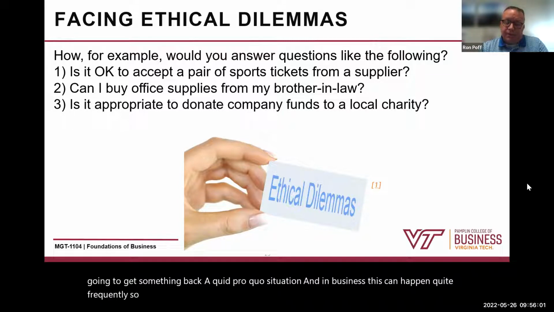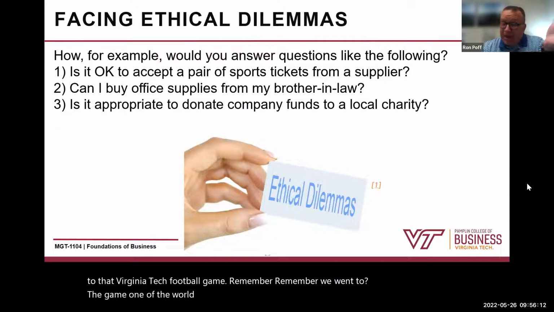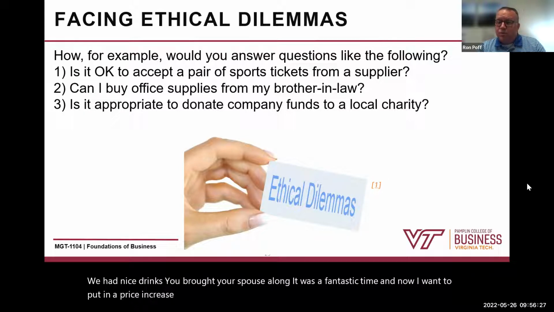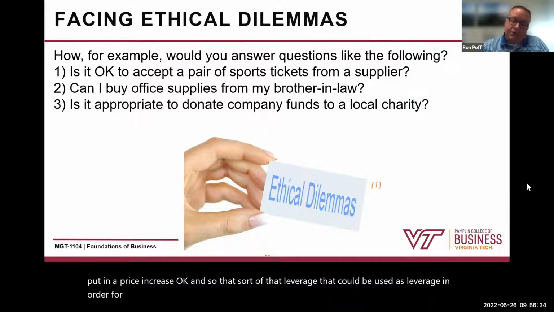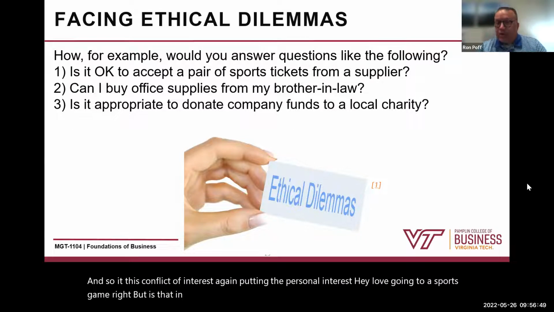So, for example, with the sports tickets, you could say, hey, remember I took you to that Virginia Tech football game, or remember we went to game 1 of the World Series, and I got you a hotel room, we had dinner, we had nice drinks, you brought your spouse along, it was a fantastic time, and now I want to put in a price increase. Okay, and so that could be used as leverage for that particular supplier to get what they want, i.e. the price increase. And so it becomes this conflict of interest, again, putting the personal interest, hey, love going to a sports game, right? But is that in the best interest of the organization long term? Okay.